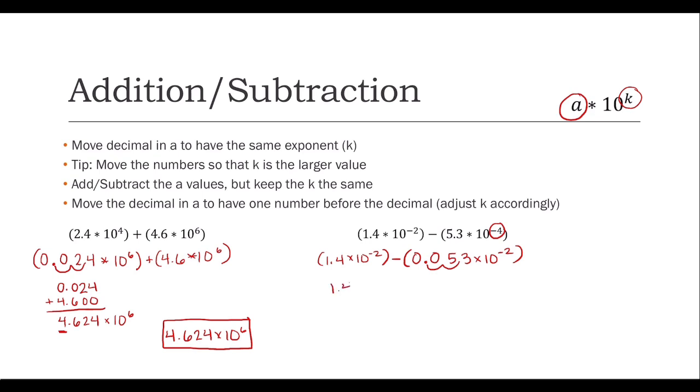So we have our 1.4 minus 0.053. Line up our decimal. And then we can borrow from here and do our subtraction. So we end up with a final answer of 1.347 times 10 to the negative 2.